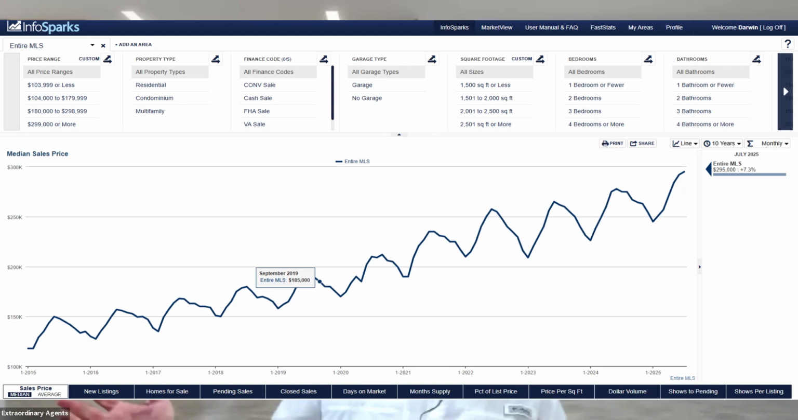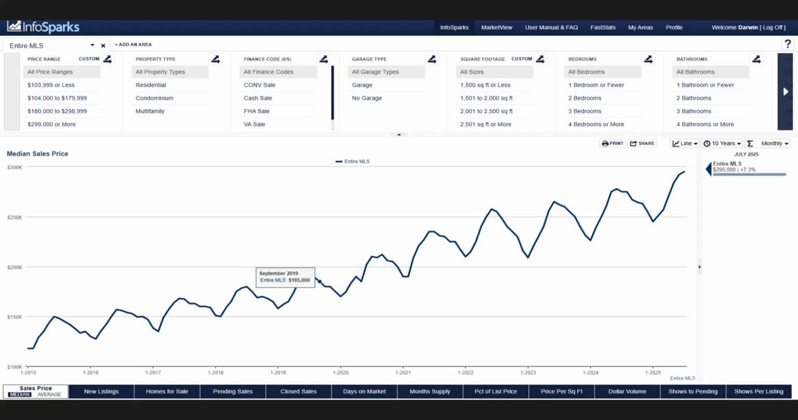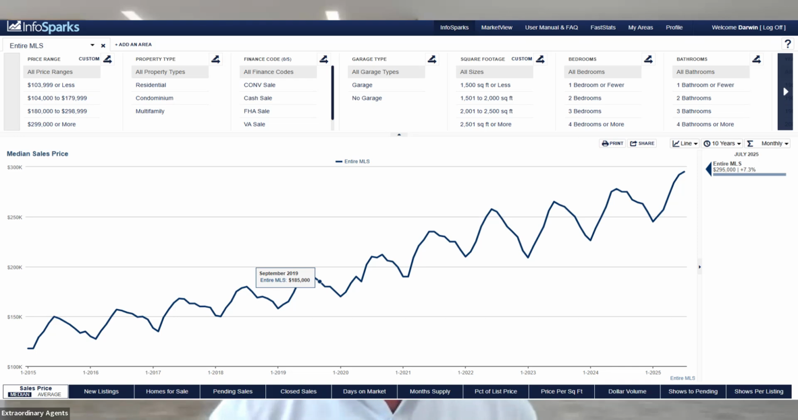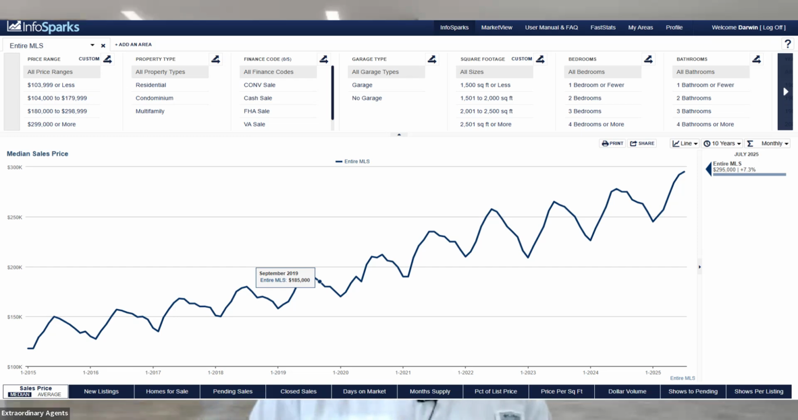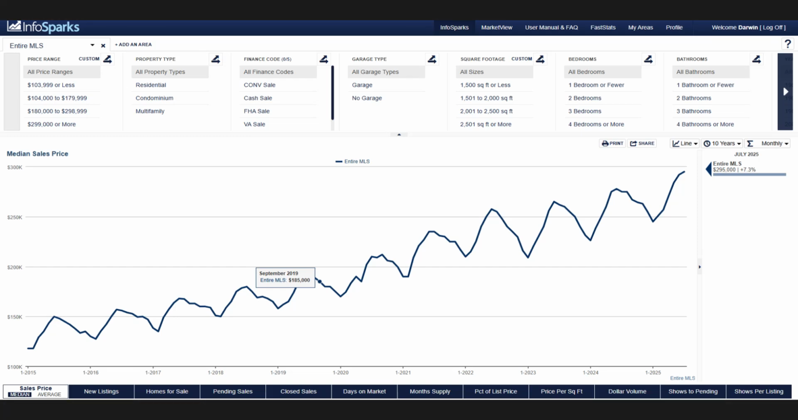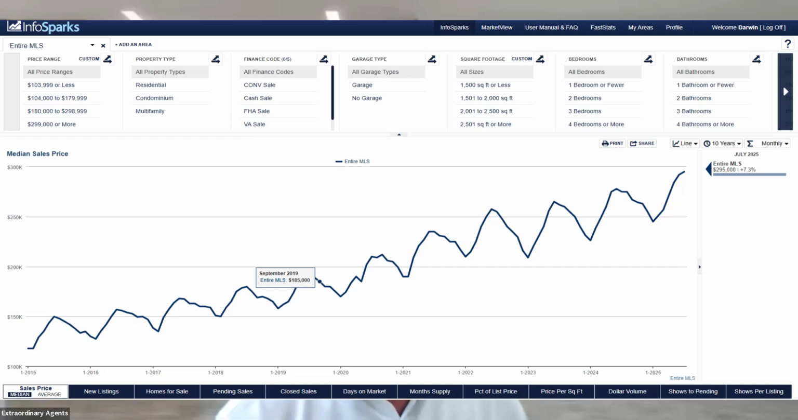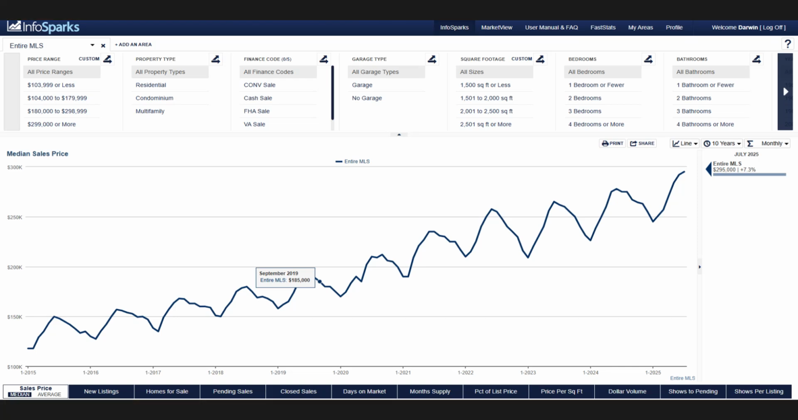Now, this is InfoSparks, and I'm going to switch this to 10 years, and I want to see it on a monthly basis. So here we are for 10 years. But here's an interesting part. When I talk about cyclical, what do you notice by looking at this? And it's the same time every year.